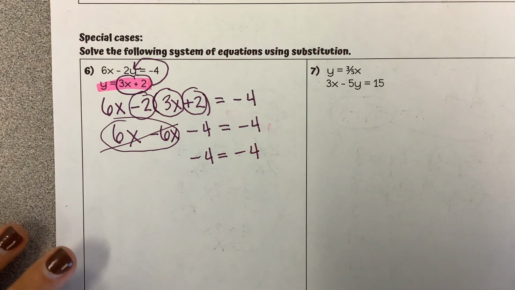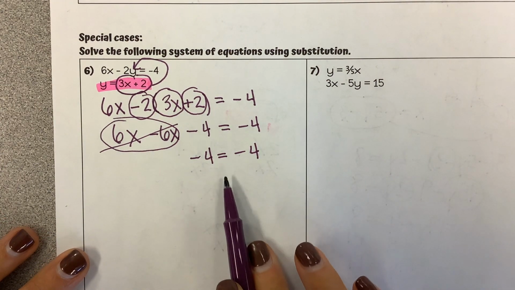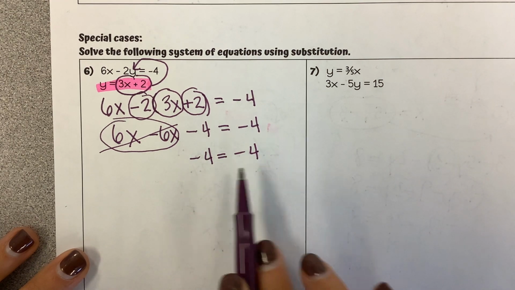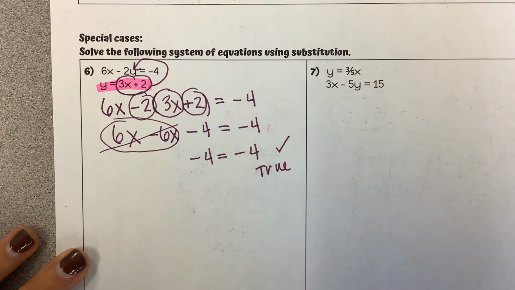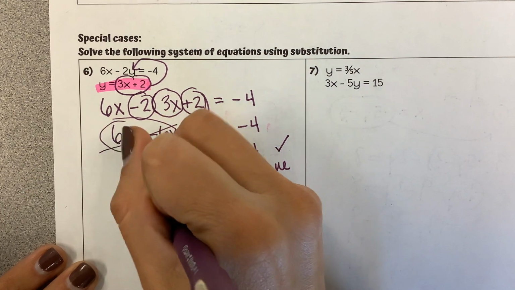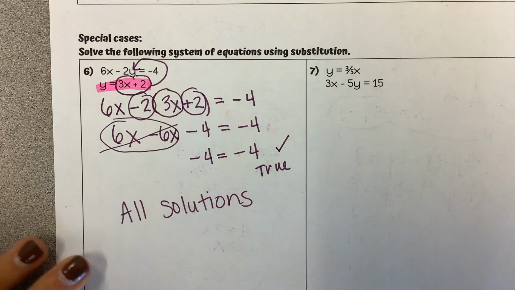Okay, we have no variables left. What does x equal? What does y equal? What I need to ask myself is, does this make sense? Is negative 4 equal to negative 4? Yes, this is a true statement. If that is a true statement, it means all solutions work. I can plug in multiple values for that, and every single value is going to work.